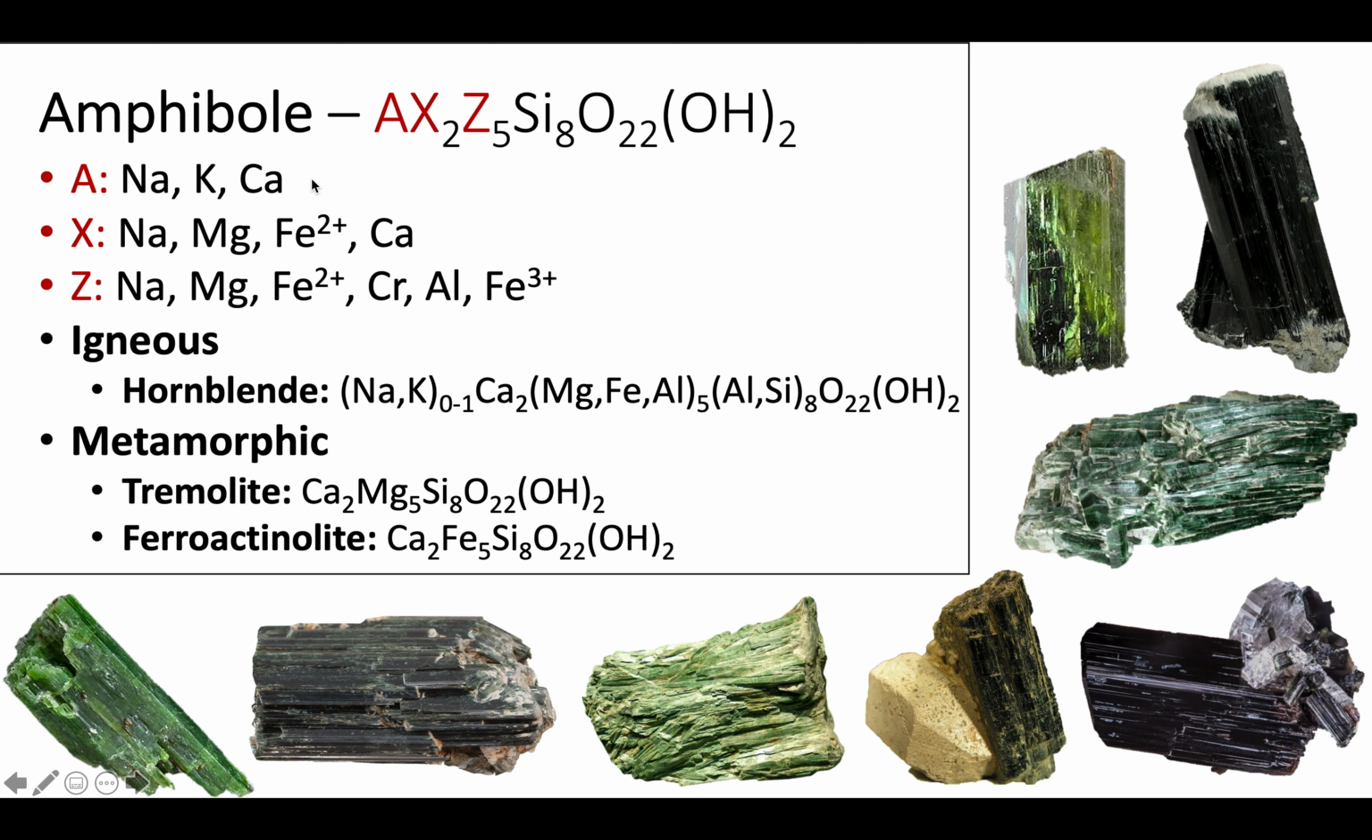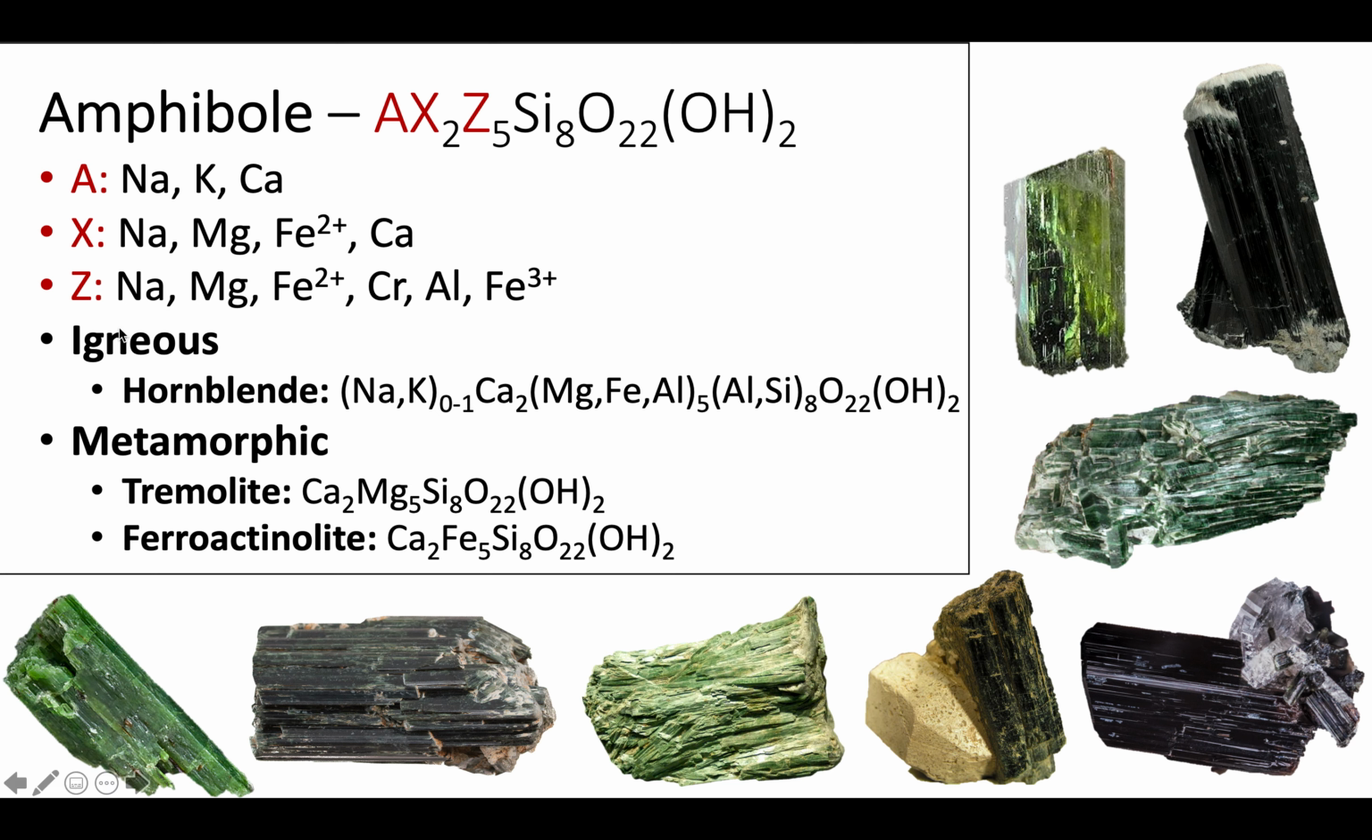So the A site is going to be a pretty big cubic site, so that's going to be taking in our biggest elements, such as sodium, potassium, calcium. Then we've got 2 generally octahedral sites, an X site and a Z site. X is going to be the bigger of the octahedral sites, so it can still take in some sodium and calcium, as well as the things we usually associate with octahedral sites, such as magnesium and iron 2+.